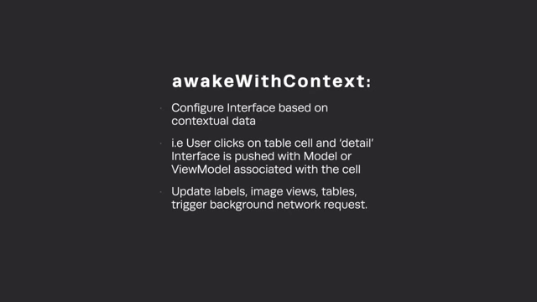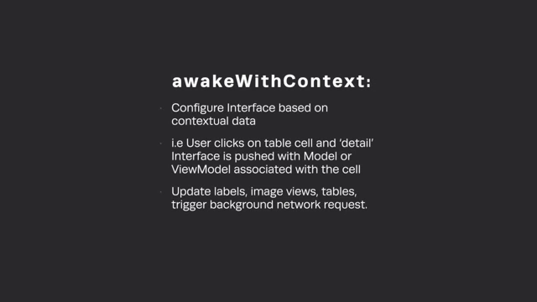For an interface controller to be pushed onto the screen, something had to have asked it to do that. So maybe the user's tapped on a table and we're showing more detail for the object in that row. So the system will call awake with context, and that table row might be able to provide a dictionary that has some contextual data, like a view model for whatever was in the row. At this point, we should be setting initial values for the views on the screen, whether they're labels or images or tables.